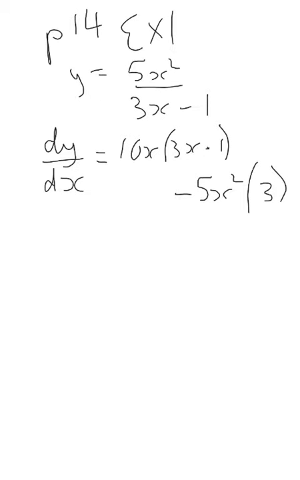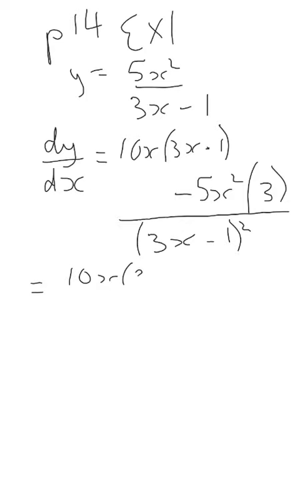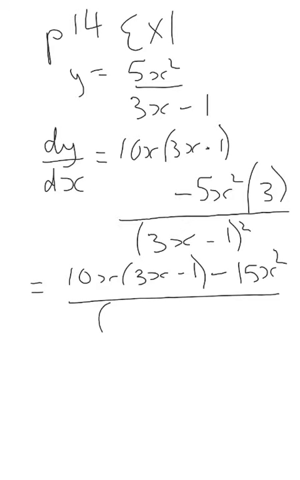I didn't have room to make it one whole line, but we divide everything there by g of x, which is 3x subtract 1, put this all in a bracket and raise it to power 2, square it. Now it's just a matter of simplifying. The first term, 10x bracket 3x subtract 1. The second term we can simplify as negative 15x squared. And divide all of that by 3x subtract 1, all squared.